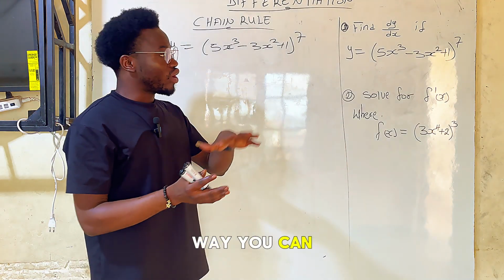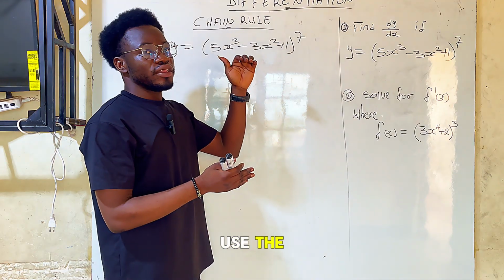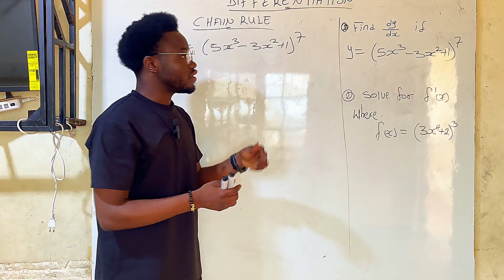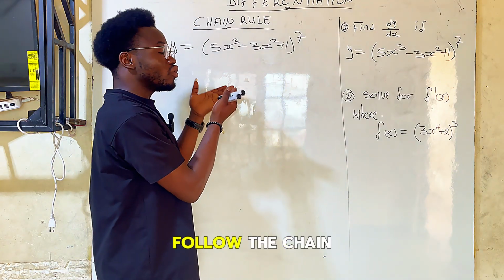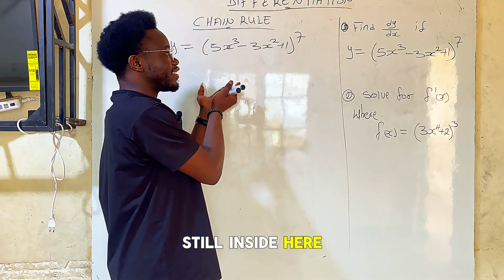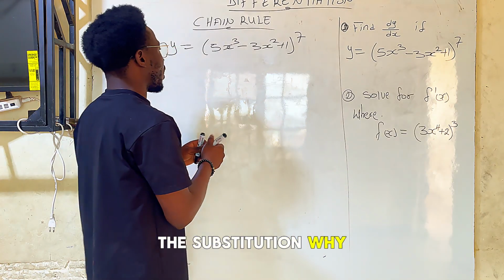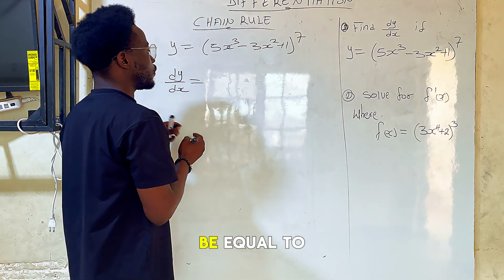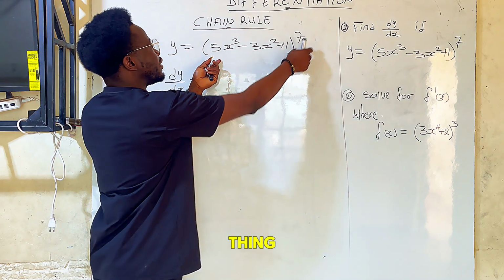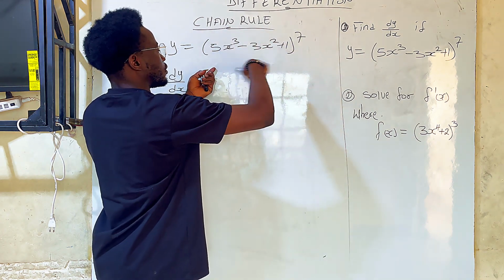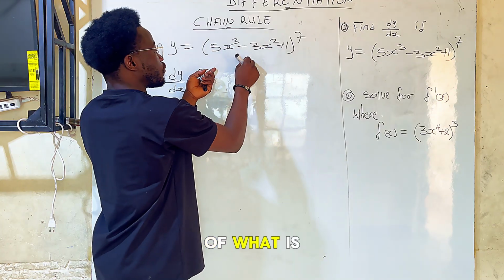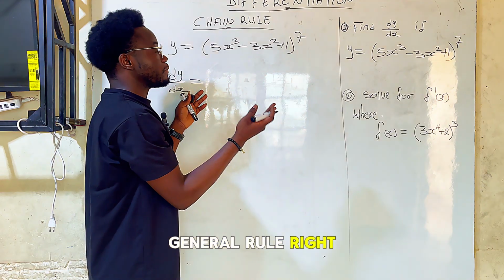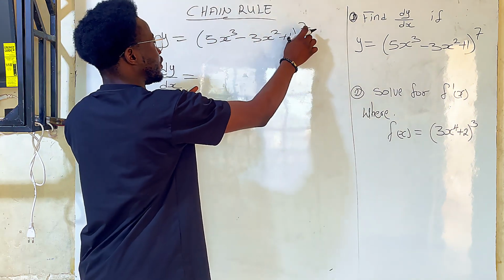Now, the other way you can solve this, if you don't want to use dy dx equal to the product of dy du and du dx, what you can do is to follow the chain rule principle still inside here without using what? The substitution. How do we do that? We are finding dy dx, and this must be equal to hold this whole thing, differentiate the entire function, and multiply by the differential of what is inside. So to differentiate the whole function, we apply the general rule, right? So multiply this whole function by the exponent.